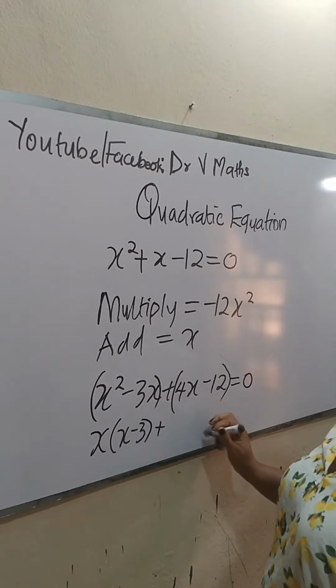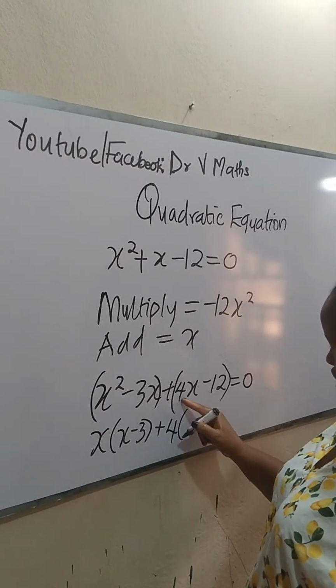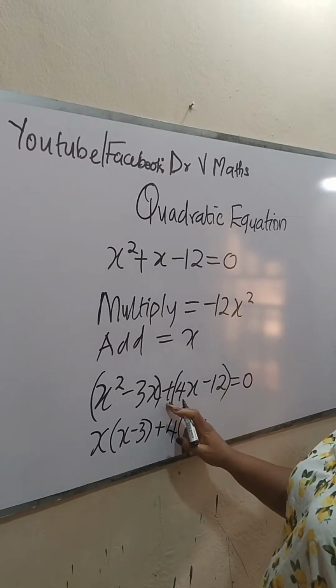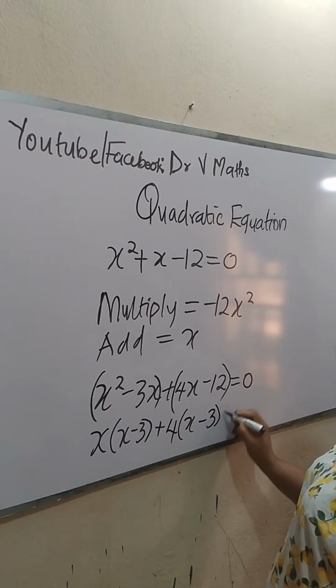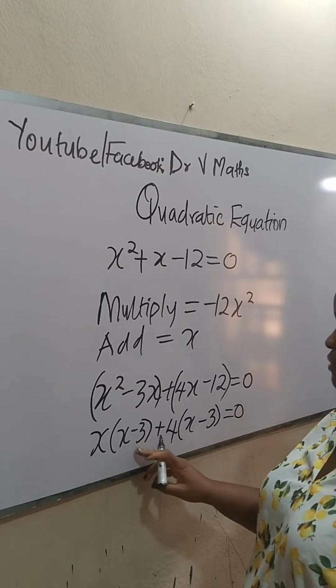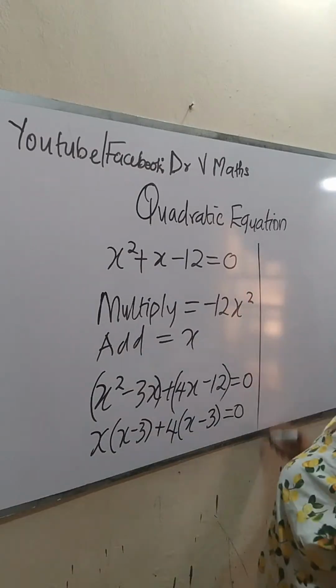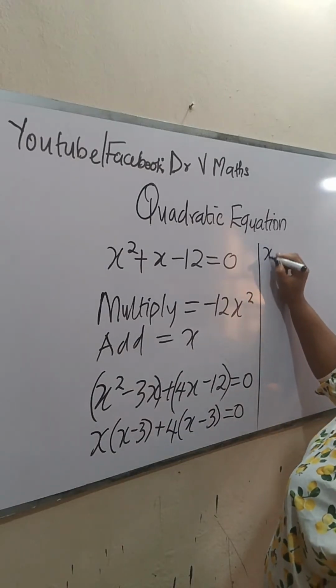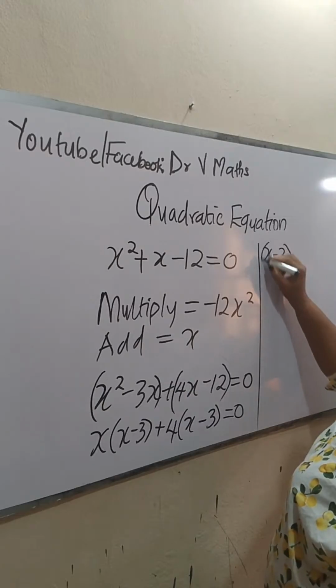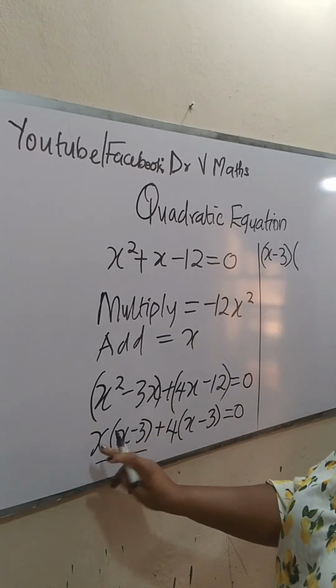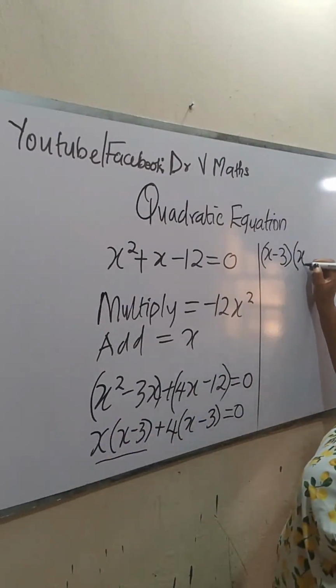4 can divide both terms. We have 4 bracket: 4x divided by 4 will give us x, minus 12 divided by 4 will give us 3, equals 0. So x minus 3, they are common. So factor it out. If we do that, we have x minus 3. If we divide here by x minus 3, this one will cancel off and we have only x here.